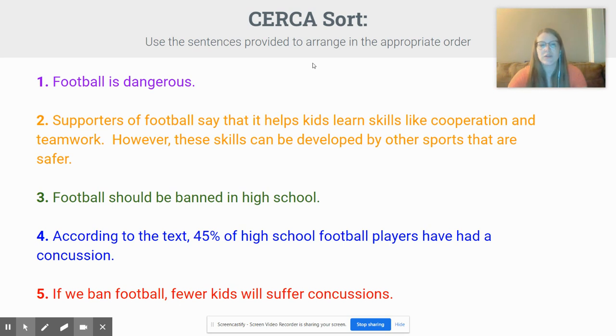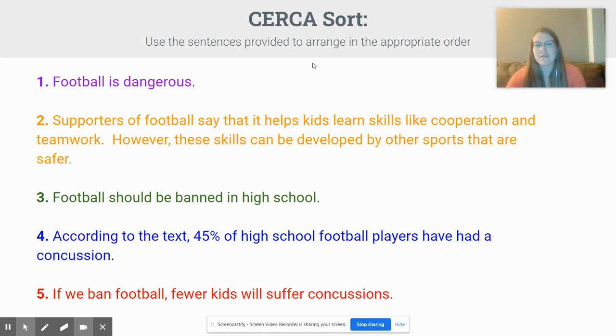According to the text, 45% of high school football players have had a concussion. And if we ban football, fewer kids will suffer concussions. So these are out of order. You know, as I read that, it should not have really flowed very good. Okay. It doesn't. If it seemed like it did, then that's why we're working on this, right? So first of all, we have to figure out what is the opinion that this person is trying to get across. What is the opinion?